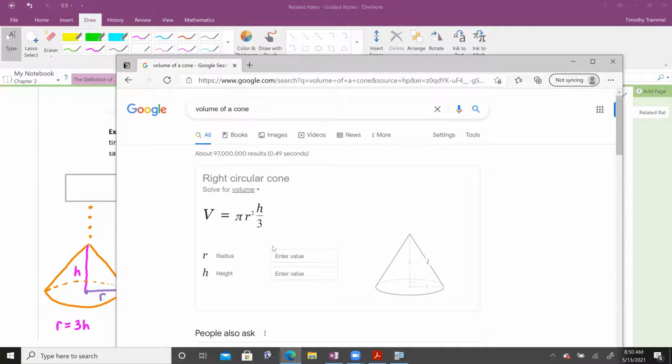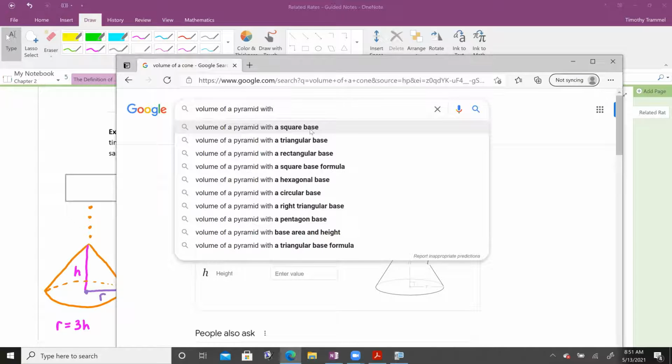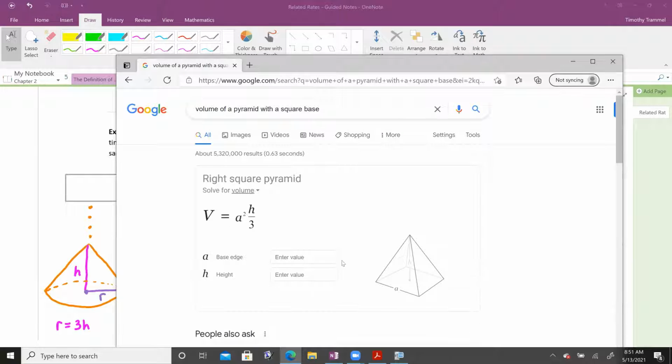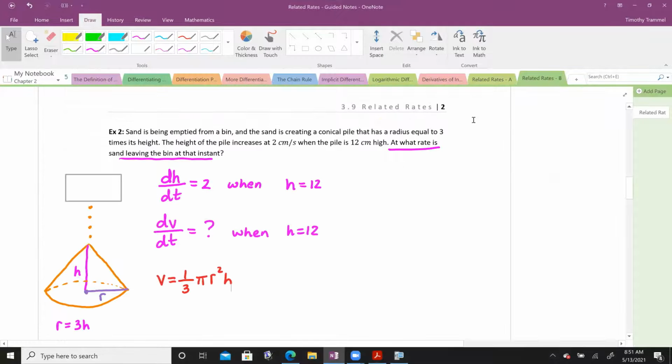So for these obscure ones, this is all I'd want you to do. If you have a question that says volume of a pyramid with a square base, it already started auto-filling that in for us, and we can see the formula for that. So if there are any obscure formulas as you're working through the homework, this is where I would find them. This is much more convenient than having to open your textbook and search and hope that the volume formula you need is actually in there.